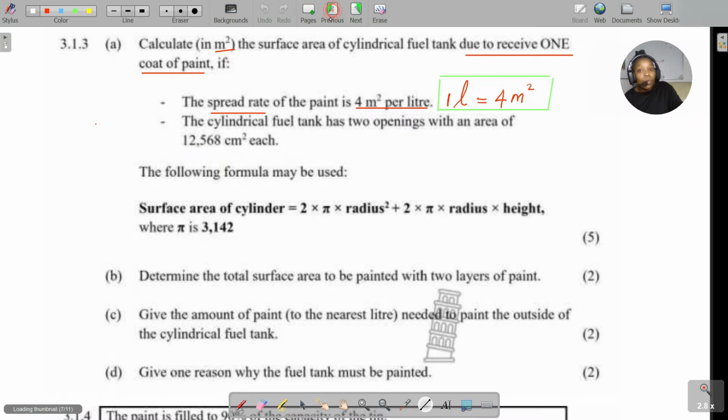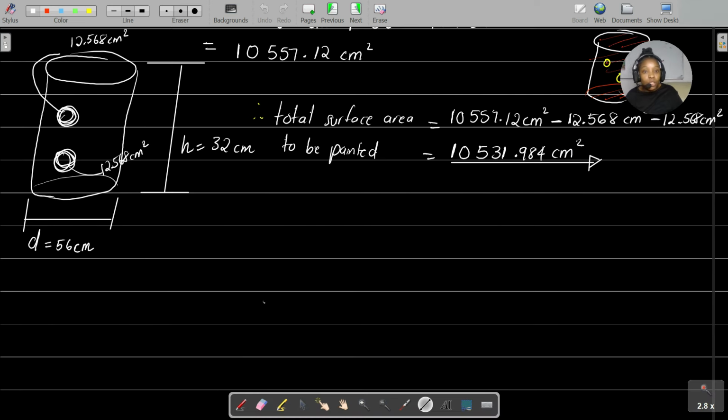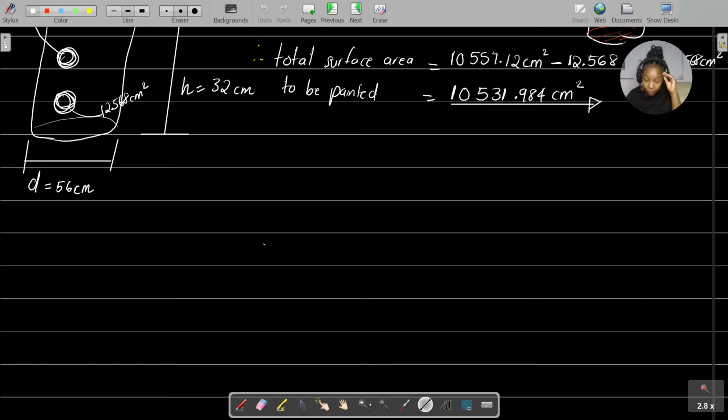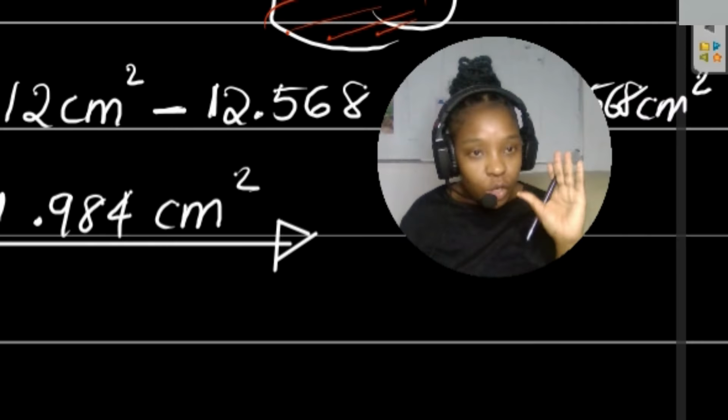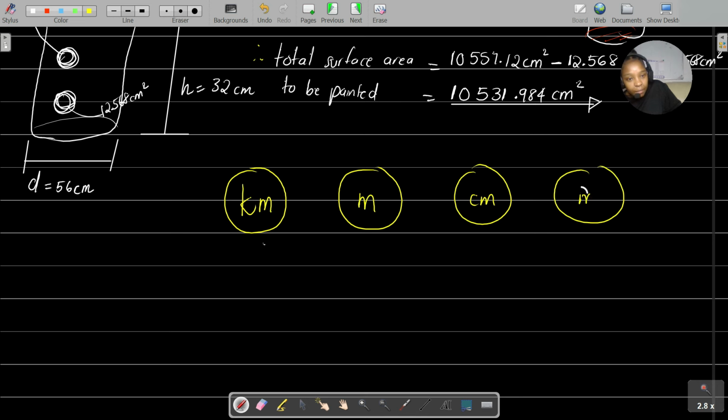But remember, they wanted us to determine the total surface area that has to be painted in meters squared. We've got our answer in centimeters squared. So what do we need to do? I promise you, these diagrams are revolutionary. All we need to do is take these diagrams and modify them to suit what we want now. It's meters, centimeters, millimeters. Remember, we want to convert these centimeters squared to meters squared.